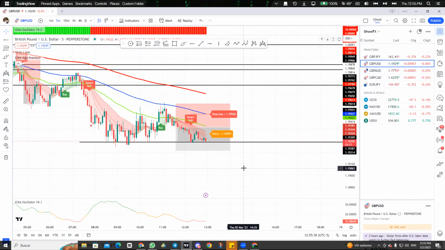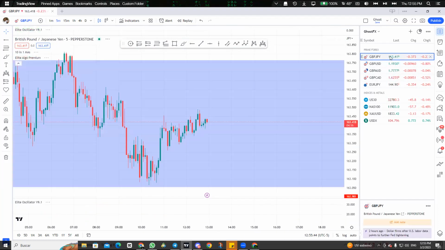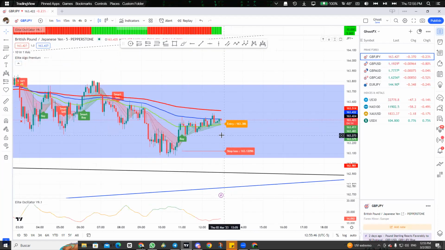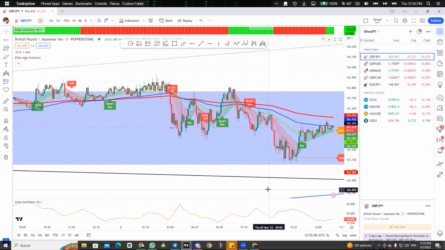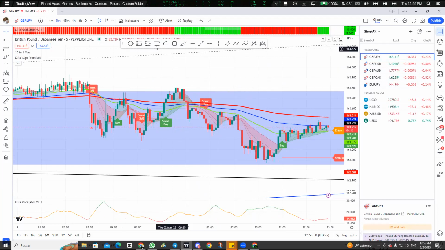GBP USD. GBP JPY. This is GBP USD. GBP JPY. That's a good entry here. That's a good sell.